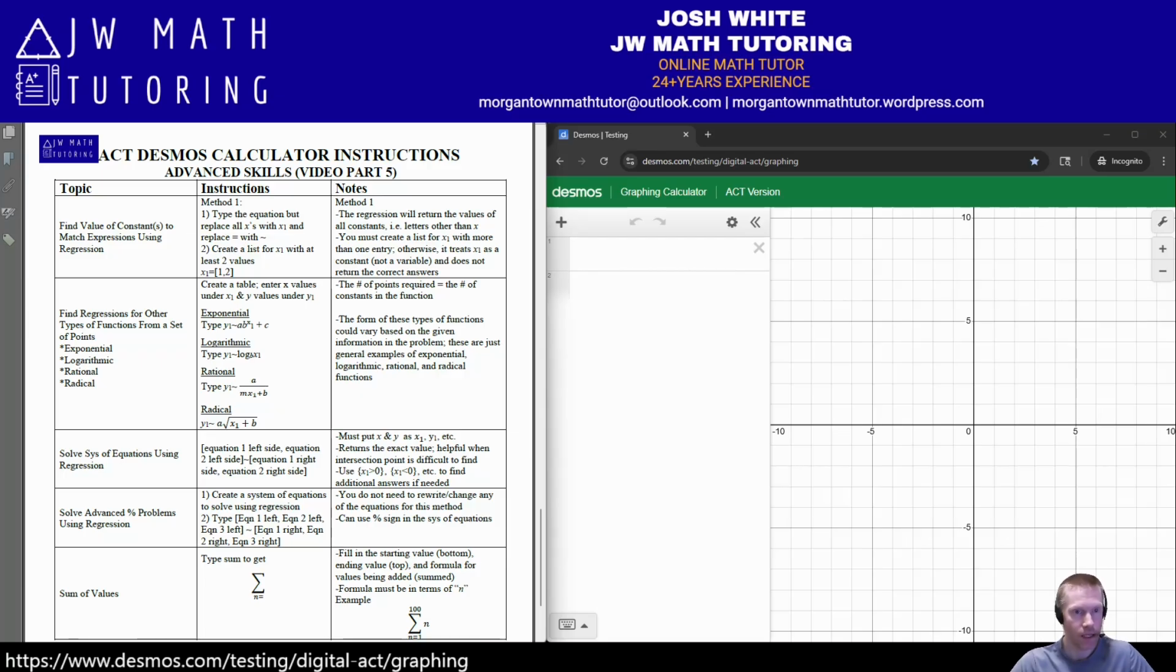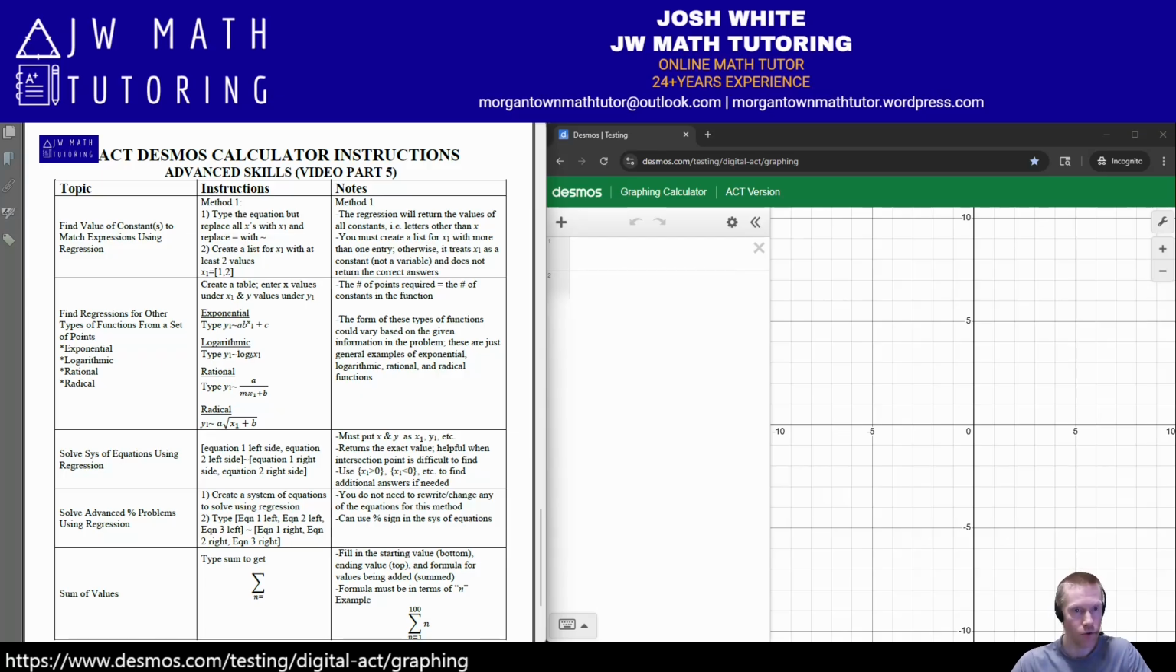All right, so with all that being said, the first topic we want to look at is finding the value of a constant or constants to match expressions using regression. Essentially, you have two different expressions and you're told that they are equal, and one of them, or possibly both, has a constant or multiple constants in them, and you're trying to figure out what the values of those constants have to be in order for the expressions to be equal.